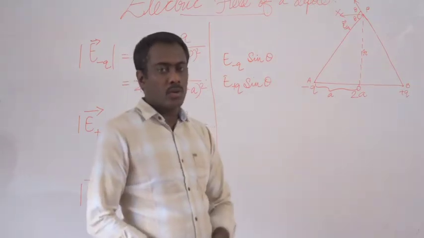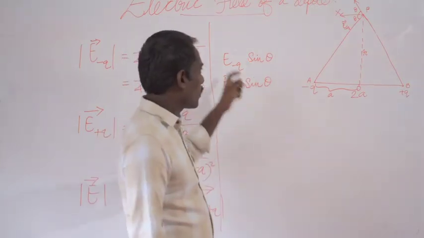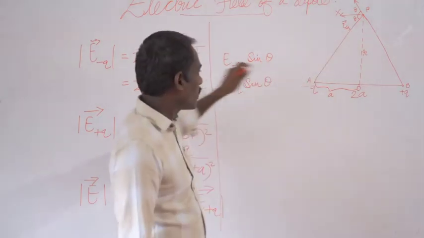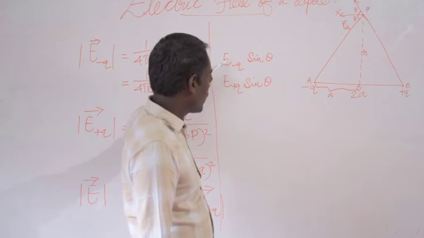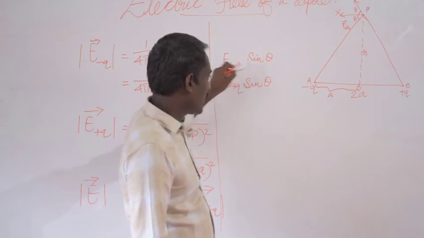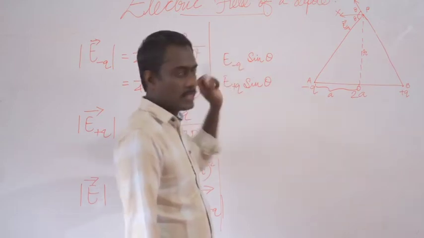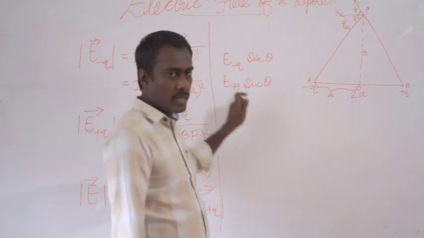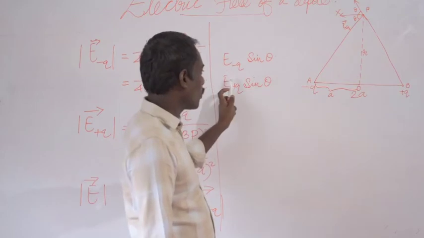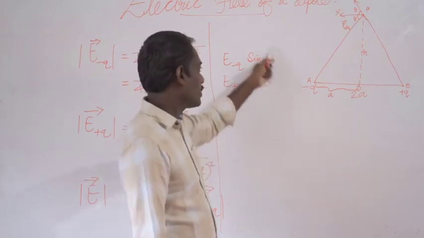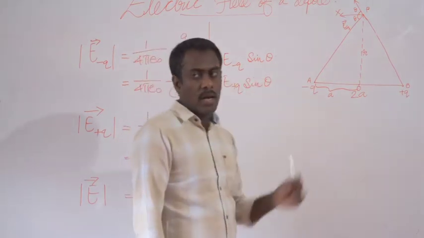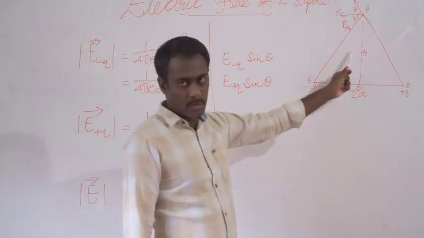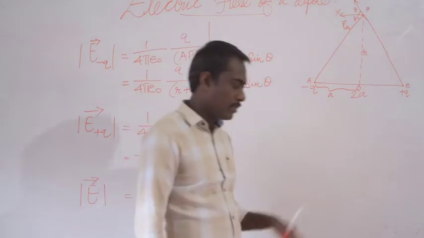When we resolve the y components from the figure, they are E minus Q sin theta and E plus Q sin theta. These two components are equal in magnitude but opposite in direction, so they just cancel each other. And when we resolve the x components of this electric field, then what do we get?